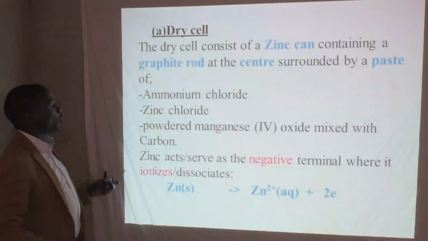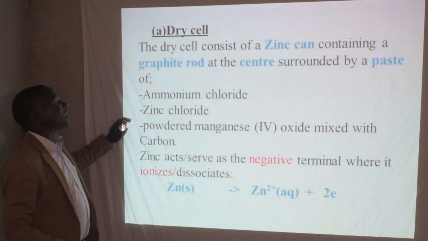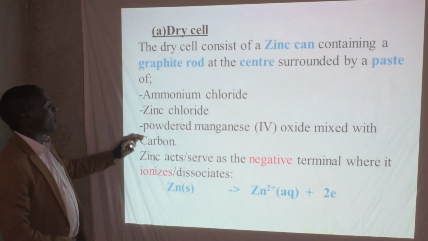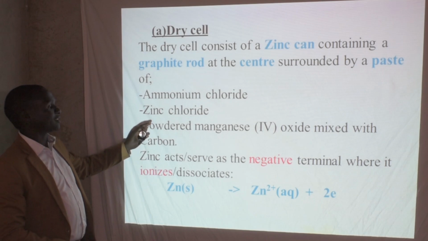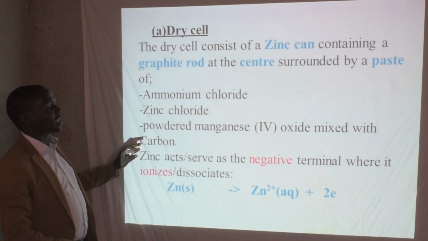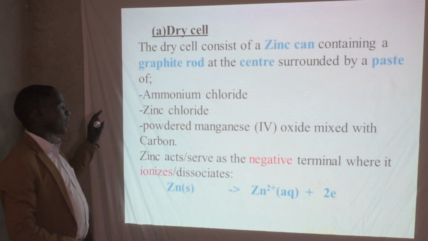Now, in addition to that, we also have powdered manganese 4 oxide mixed with carbon. So this is actually a black substance. This is a black substance, don't forget about that. So we have here a mixture of manganese peroxide and carbon.